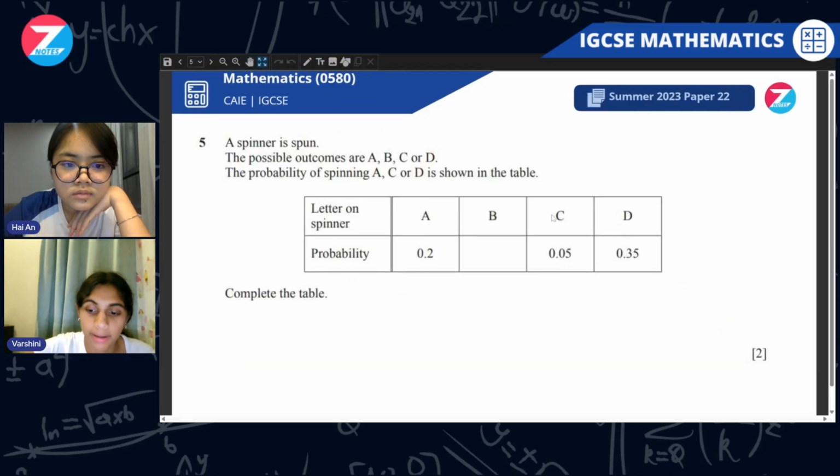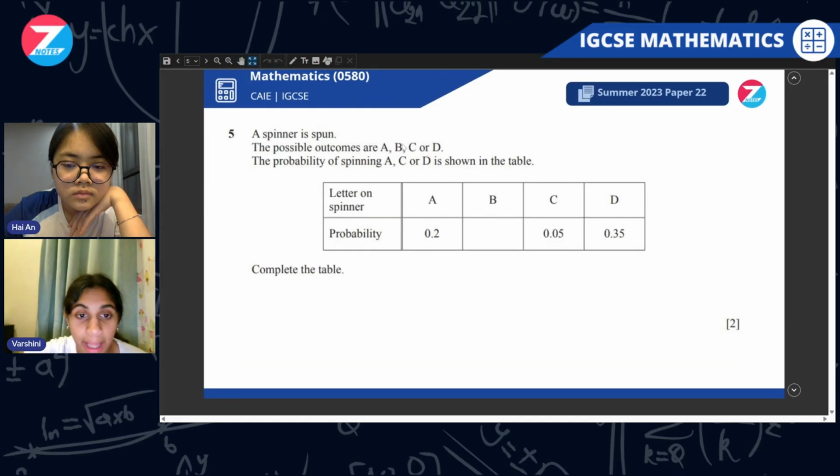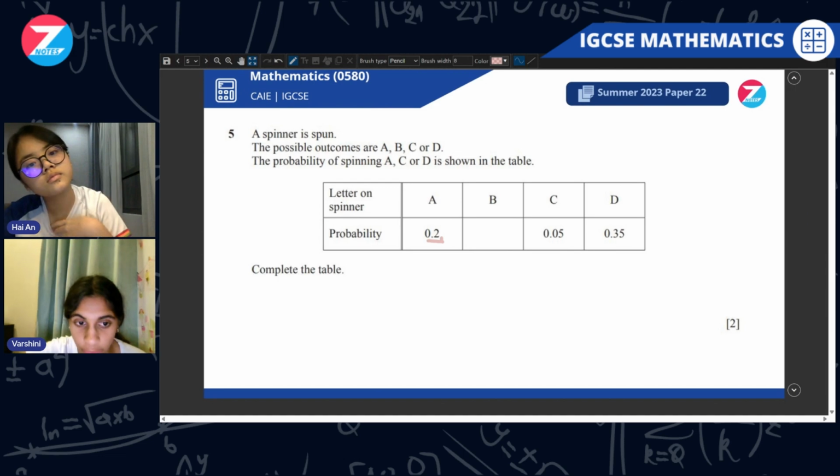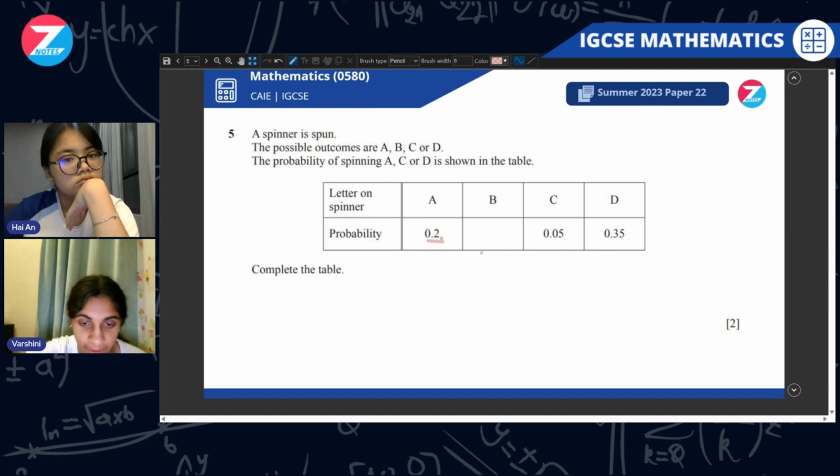A spinner is spun. The possible outcomes are A, B, C, or D, and the probability of spinning A, C, or D is shown in the table. So over here, A is 0.2, B we don't know yet. We need to complete it and find out B. C is 0.05, and D is 0.35.